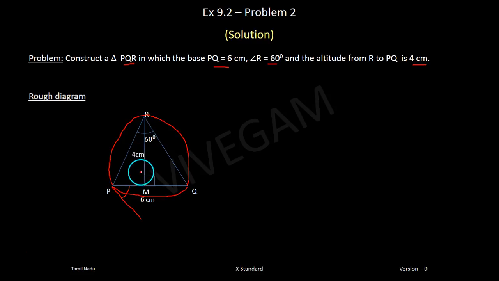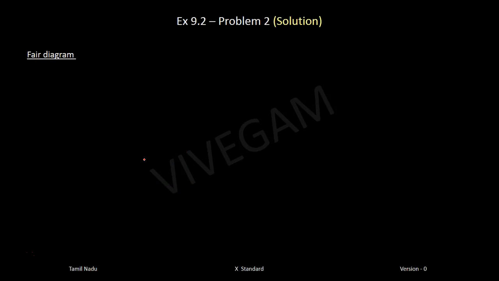The only difference is that they say the altitude is 4 cm. We'll have to figure out how to do this. So it's basically like the previous problem, an application of the tangent chord theorem. And we'll have to just see a way to introduce the altitude of 4 cm. Okay. Great. Now let's start.